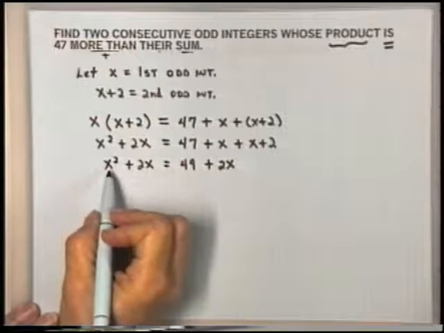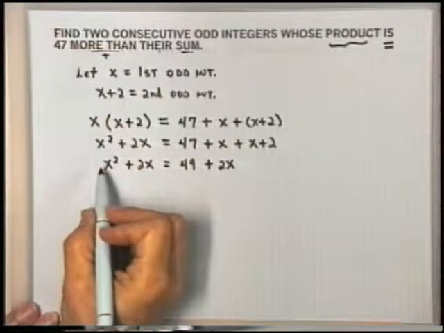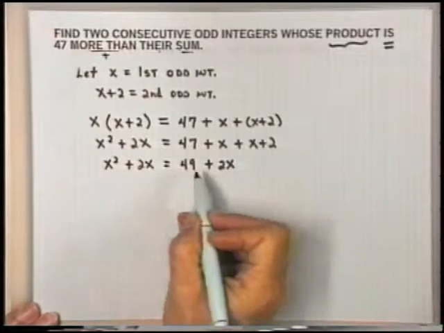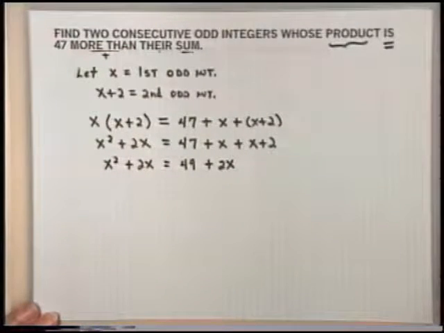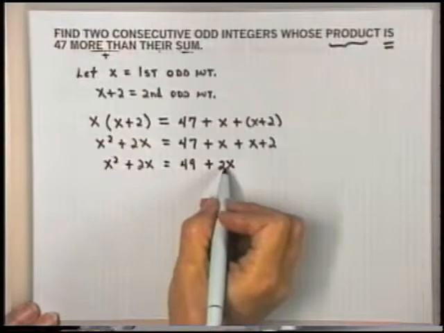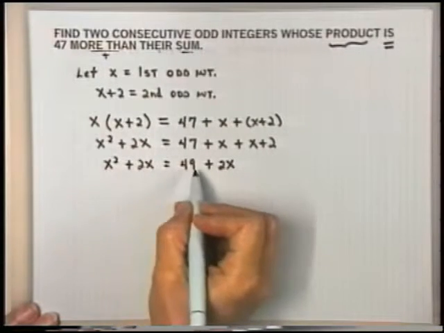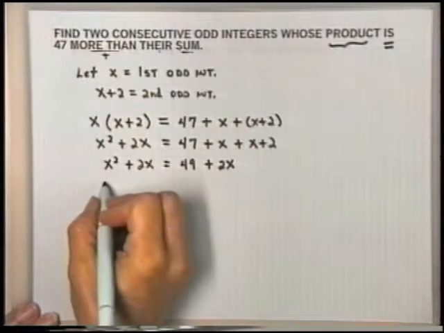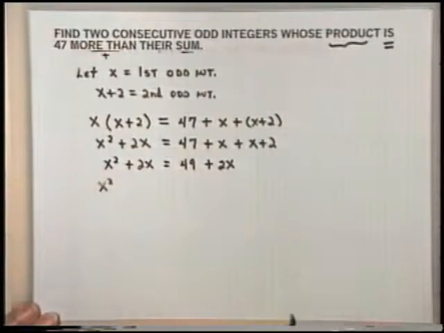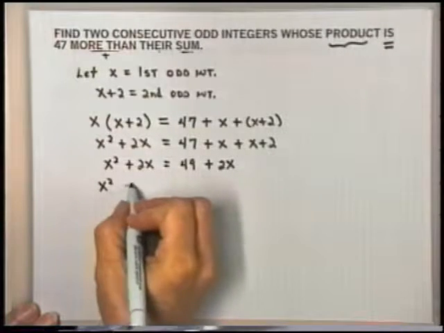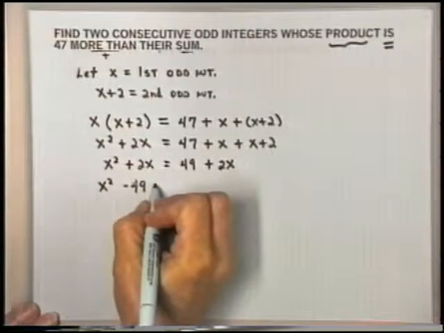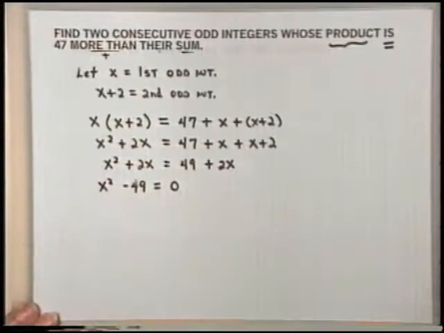Since our x squared is on the left and it has a positive coefficient, we will be bringing these terms to the left-hand side of our equation. So we will be subtracting 2x and we will be subtracting 49. That will give us x squared. Since we're subtracting 2x, I will not have an x term. And I'm subtracting 49, so minus 49 here, equals 0 on the right-hand side.